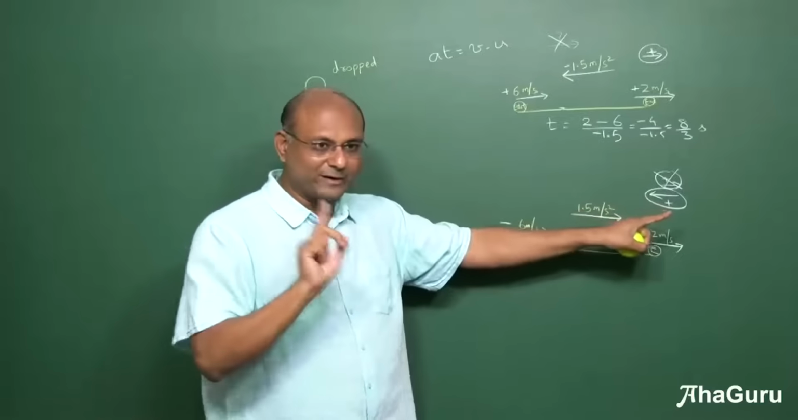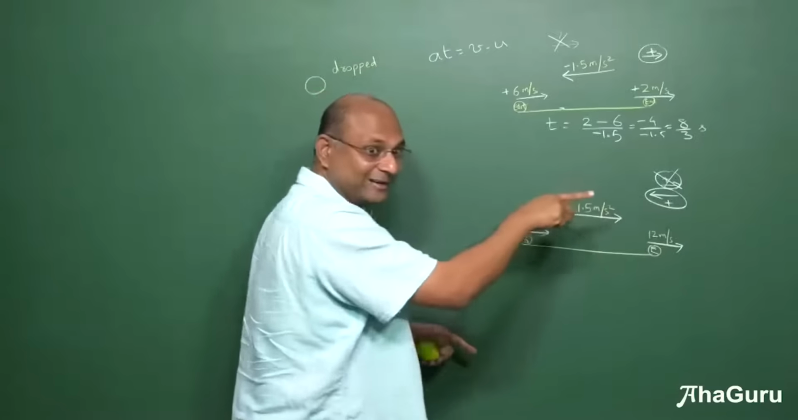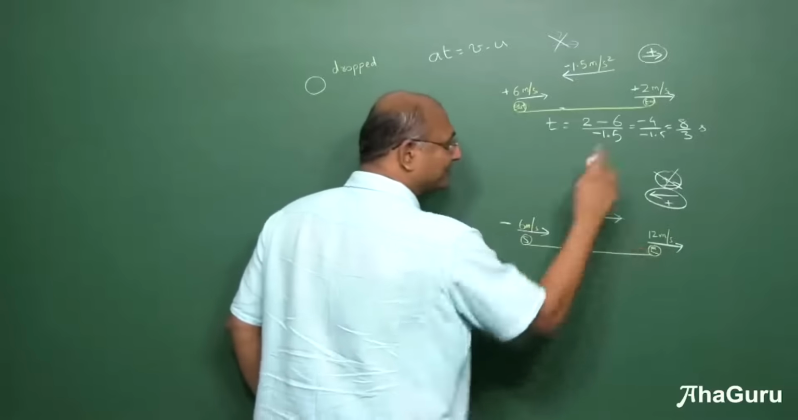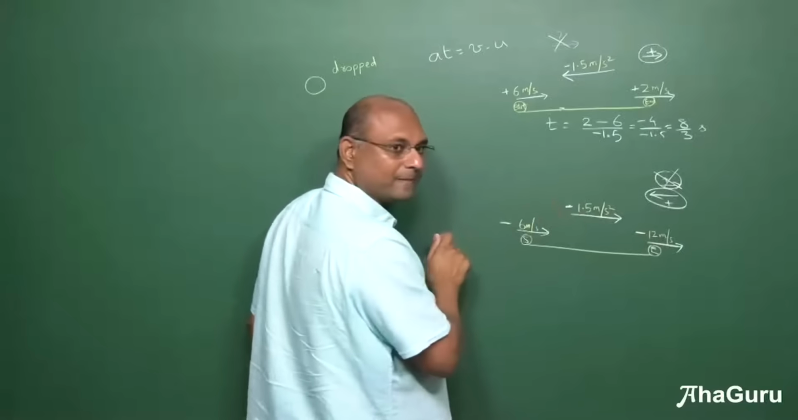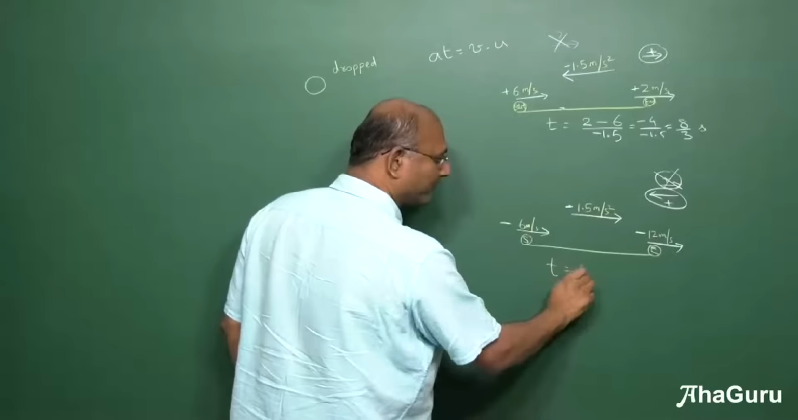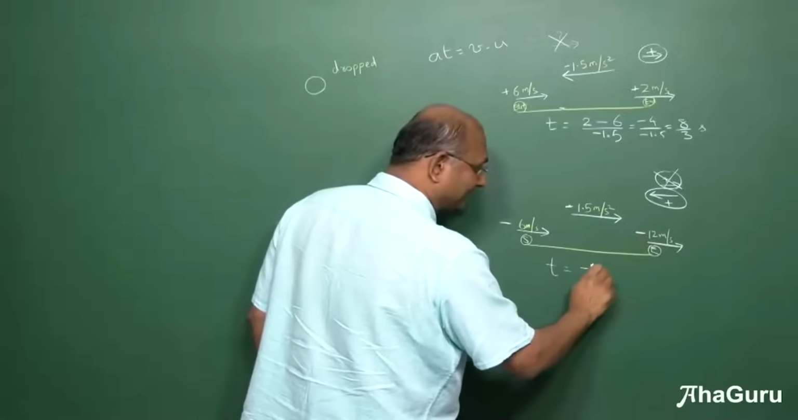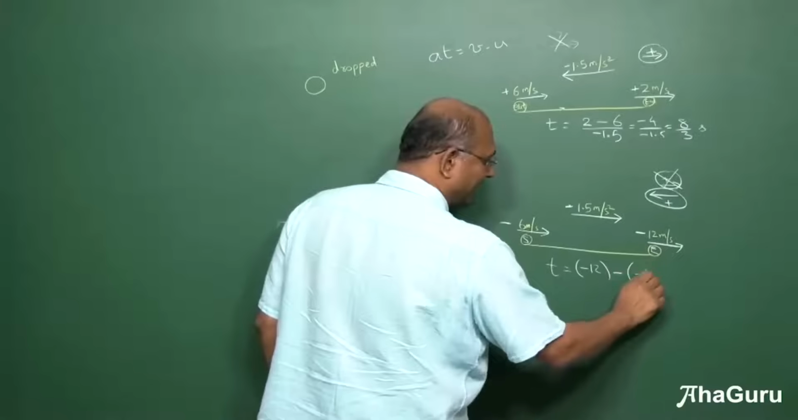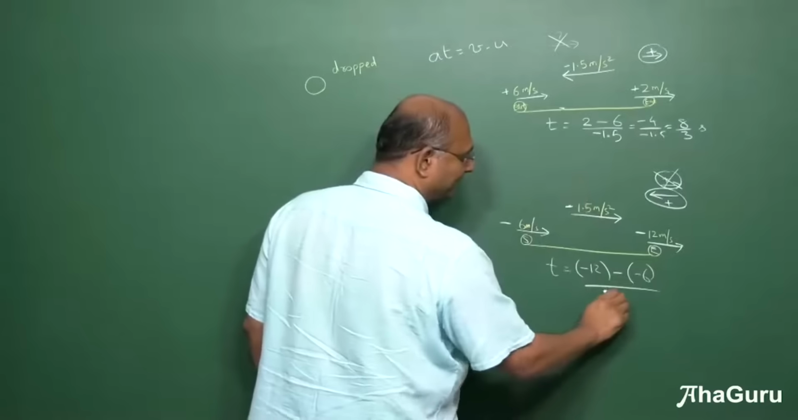We won't usually do it. Bad idea. We'll always choose that. But you can if you want to. Let us solve the problem by choosing it like this. Now what is the time? Final velocity minus initial velocity by the acceleration.